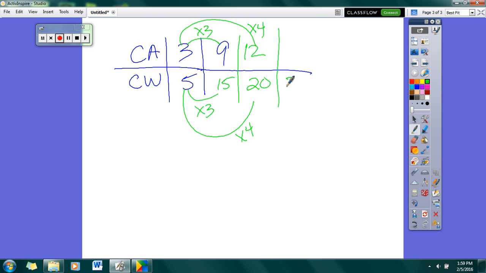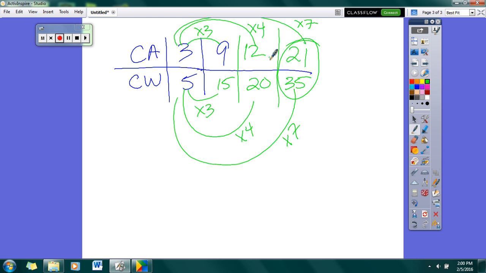If, say for instance, I had 35 cups of water, and I wanted to know how much cleaning agent I should add, I say, how do I get from 5 to 35? I get that by multiplying by 7. So I have to multiply 3 by 7, and 3 times 7 is 21. This ratio of 21 to 35 is equal to 3 to 5. So that is what a ratio table looks like.